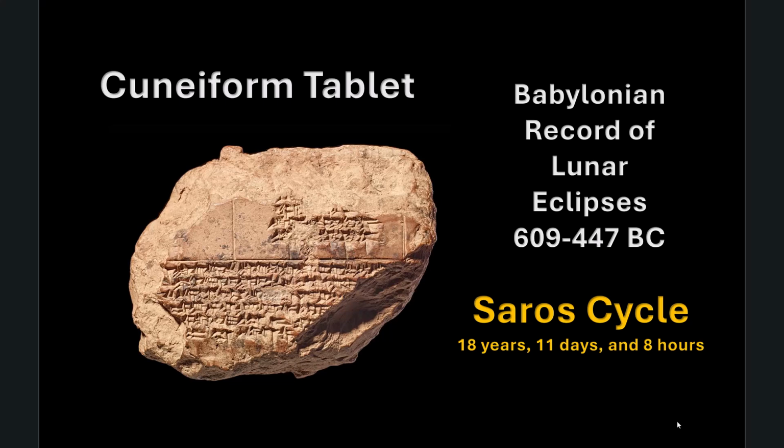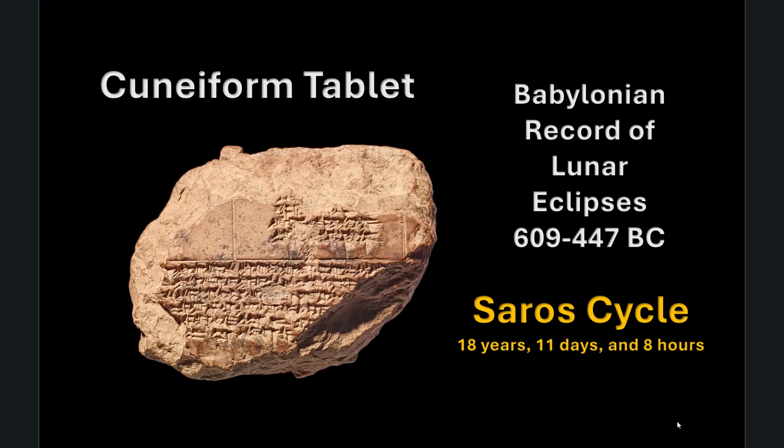From that, they defined a cycle of 18 years, 11 days, and 8 hours, and as it turns out, that is almost a to-the-minute precise cycle of a given solar eclipse as well as lunar eclipse. So they got to the point where they could predict when these lunar eclipses would occur.